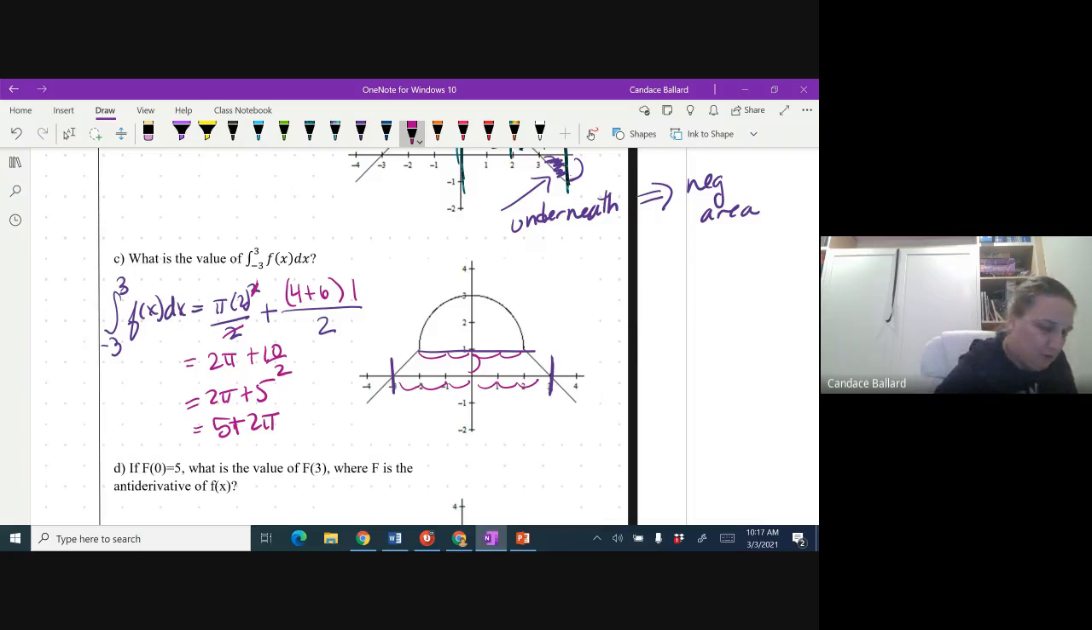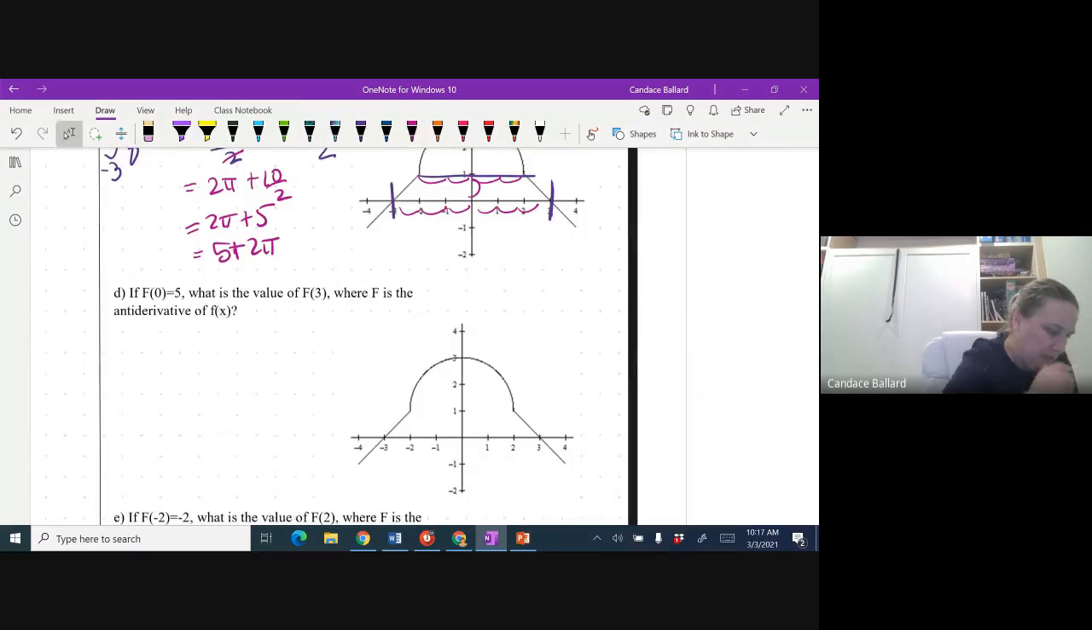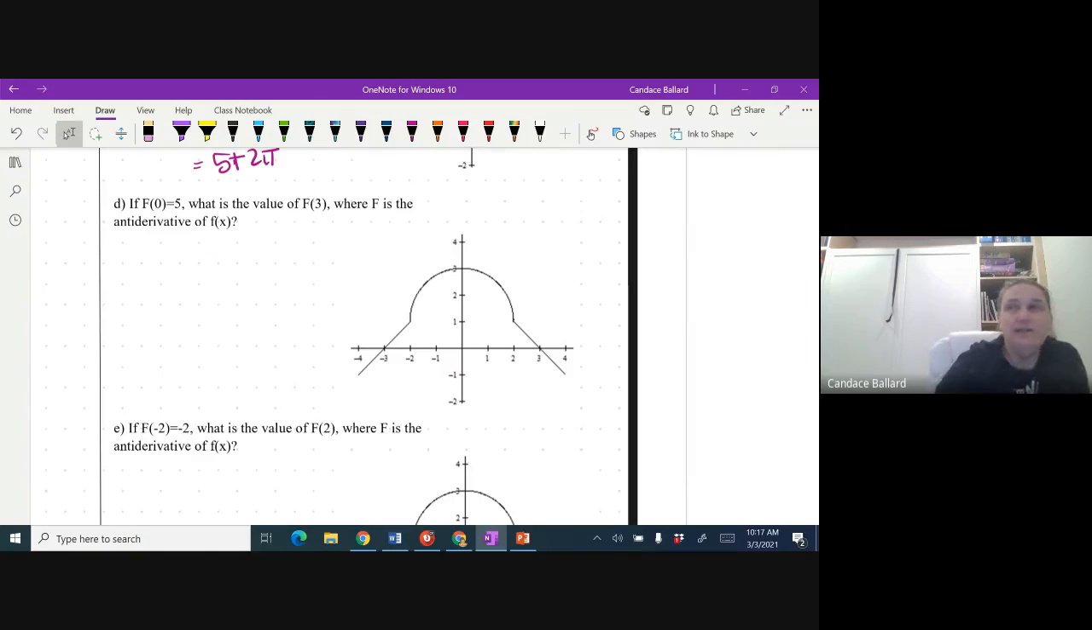All right. Hopefully I can do the next one. I didn't study ahead of time on this one. If f of 0 equals 5, what is the value of f of 3, where f is the antiderivative of f of x? Okay. So a little bit different of a problem. And you probably won't run into this in the homework, but this is very AP-esque, okay? We are going to be given an initial condition. And AP loves to do this.